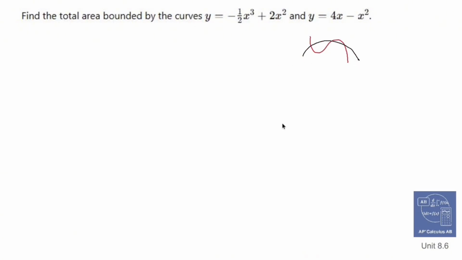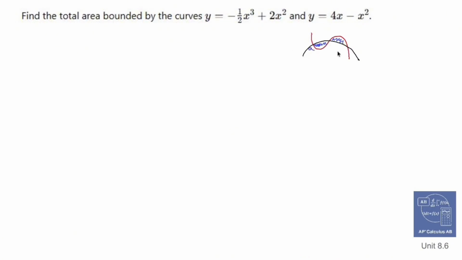Now, when we do problems like this, and keep in mind, my picture is probably completely inaccurate, but that's all right. When we do problems like this, we're not looking for just one area between the curves. What's going to happen is we're going to have two areas. So we're going to have to do two separate integrals once we find our points of intersection, and hopefully get positive answers for both. If we don't, make it positive, no big deal, and then just add them up.